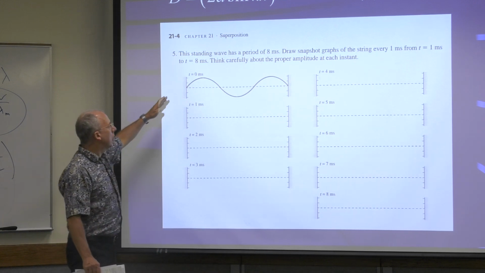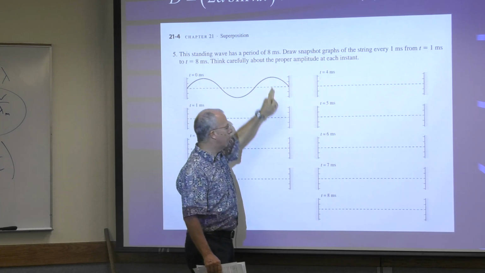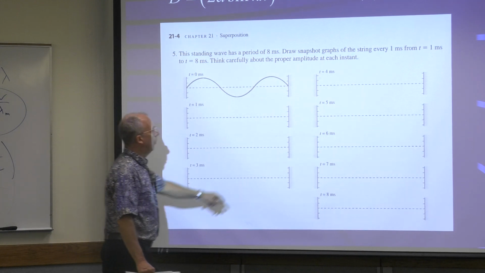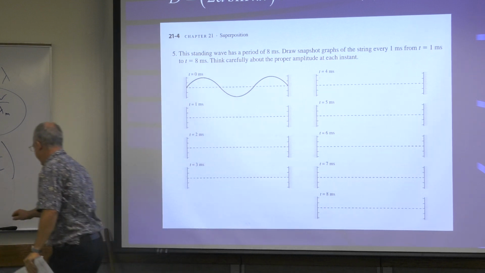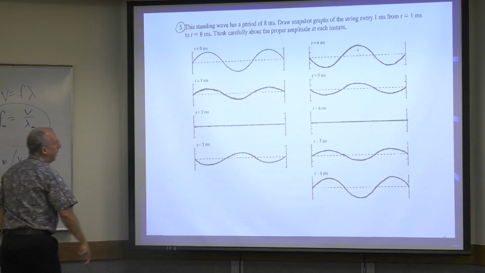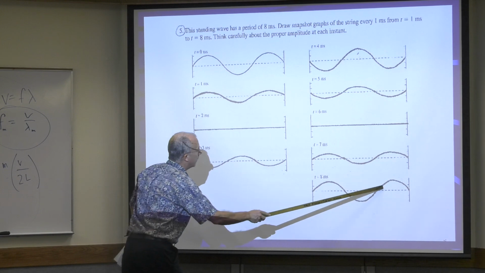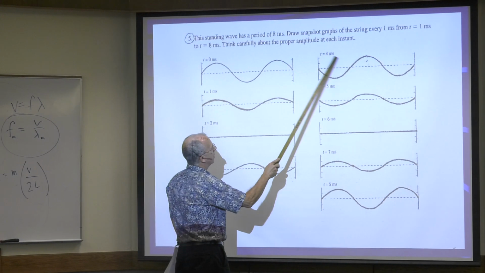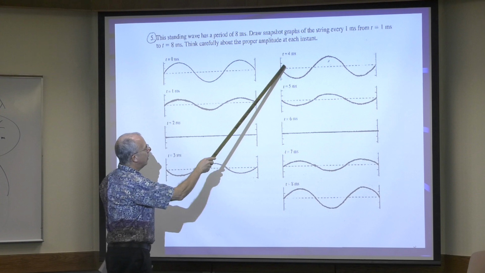Okay, what's it going to look like half a period later? Well, remember, this is what it looks like at 0 and 8. So what's it going to look like at half? Well, it's going to be like that, right? Okay, let's just show you. Here we are at 0, and this is 1 period later, so it's the same. A half period is just going to be opposite, right? So it's going to be like that. This is 4 milliseconds.